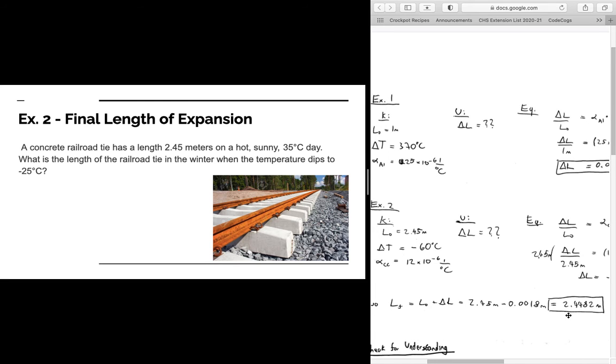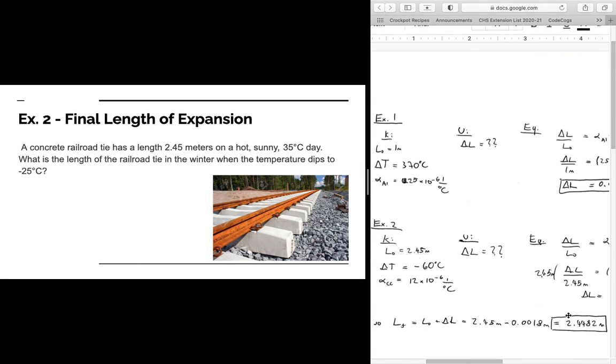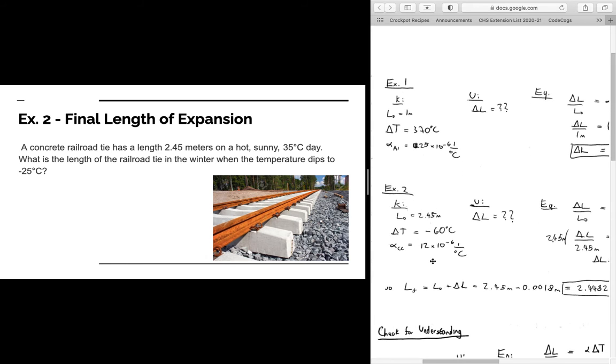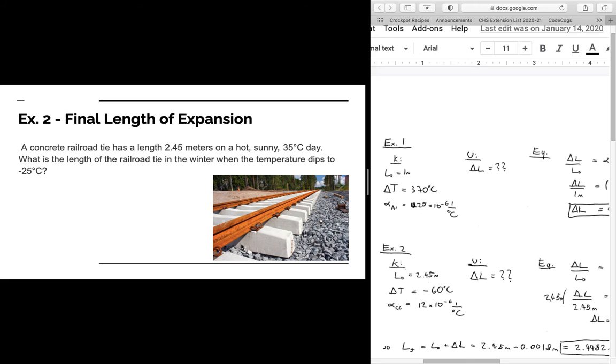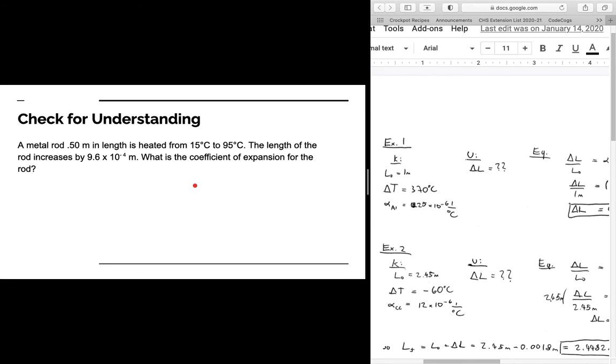And we can see that this will make sense because we're undergoing a decrease in temperature, so our railroad ties should undergo a compression instead of expansion. So we should expect that our final length should be less than our original length, by an oh so very small amount, but an amount that can play a huge role, as you will see on your problem sets. So now let's go through a check for understanding problem here. All right. So take a moment to go through this check for understanding problem here, and then we'll bring it back together to go over.